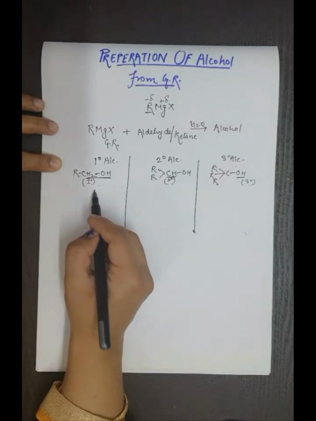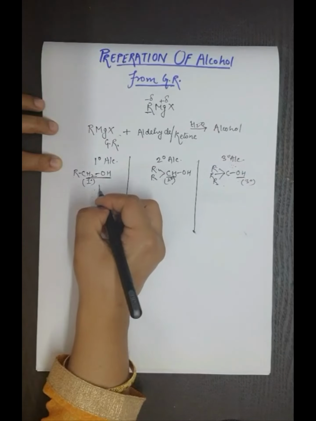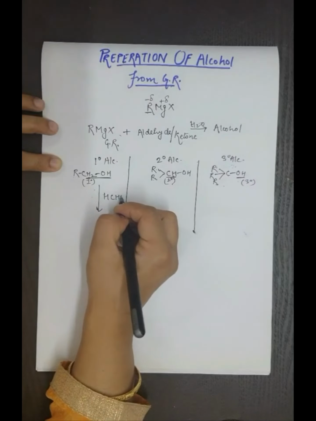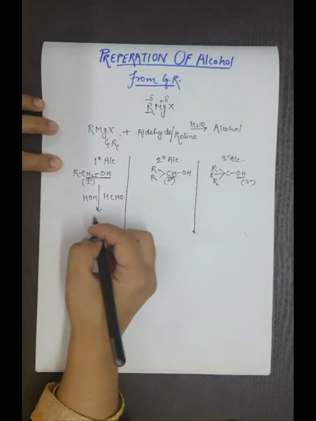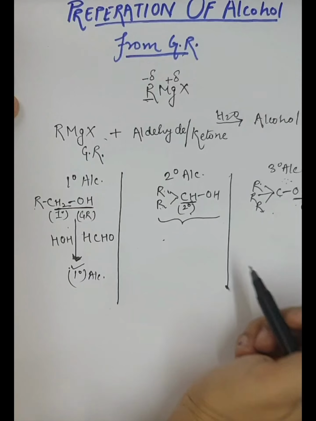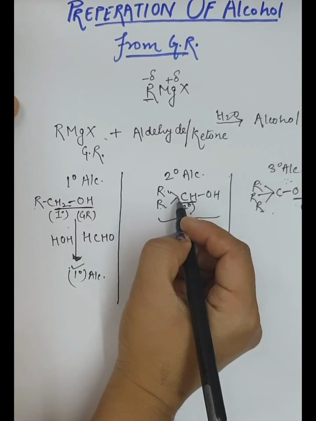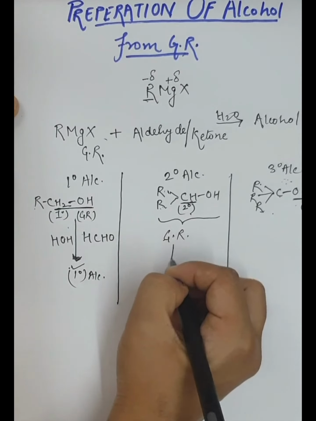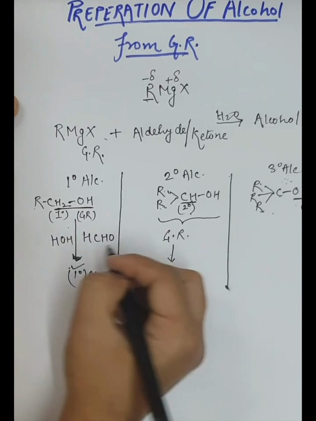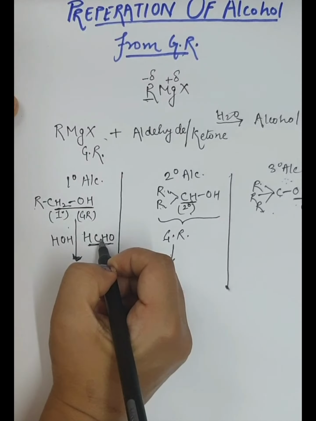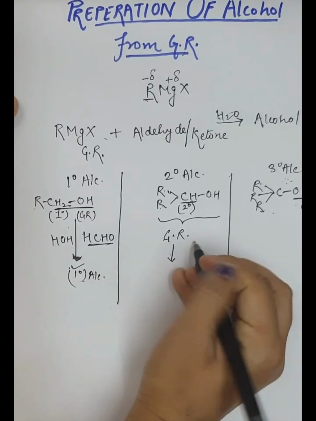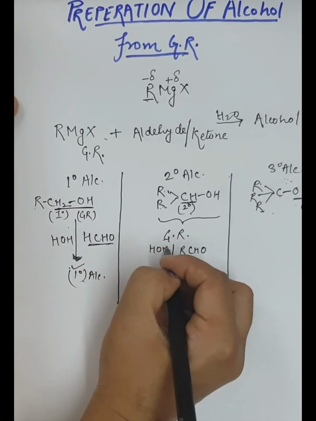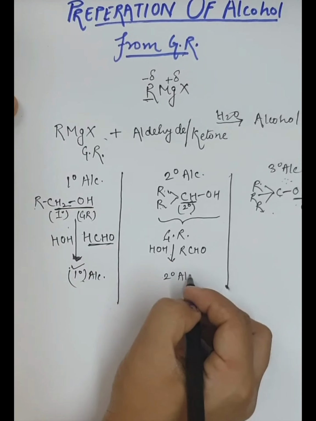If we want to prepare primary alcohol from the Grignard reagent, then it should react with the aldehyde followed by hydrolysis. Then always primary alcohol is formed. If we want to prepare secondary alcohol from the Grignard reagent, then Grignard reagent reacts with any aldehyde other than formaldehyde. If we use formaldehyde, then we get primary alcohol. If we use any other aldehyde followed by hydrolysis, then we get secondary alcohol.